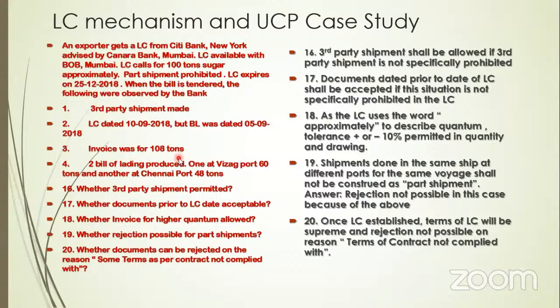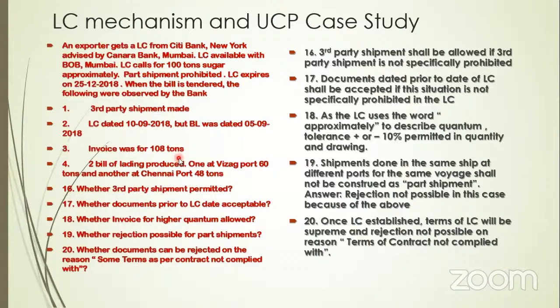Second, the LC reads as not exceeding 100 tons. Approximately 100 ton is different. Not exceeding 100 ton is different. You agree or not? This is the way LC will be expressed. It is applicable on both quantity and amount. So when it is using the word approximately, plus or minus 10%. When it is using the words not exceeding, the tolerance level will not be 10%. Tolerance level will be plus or minus 5%.